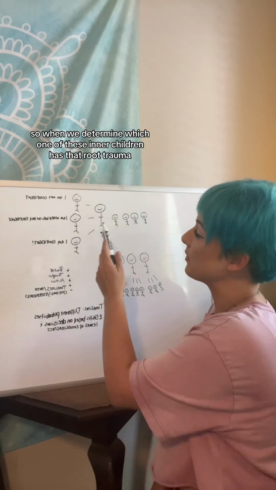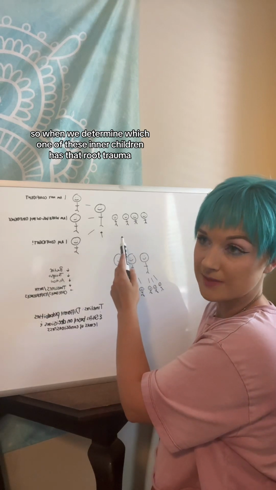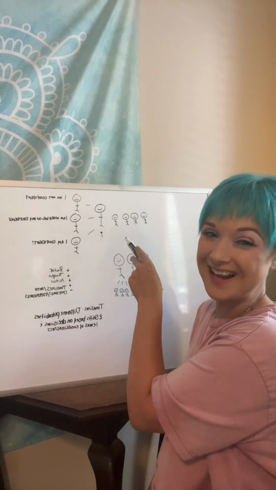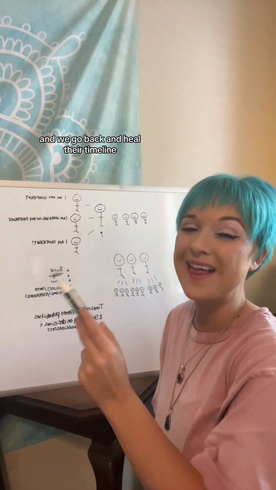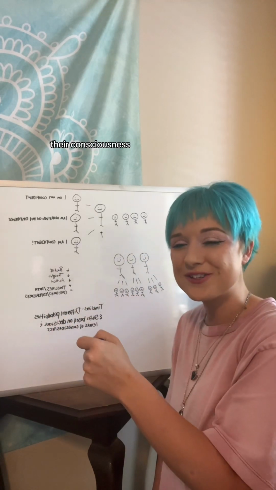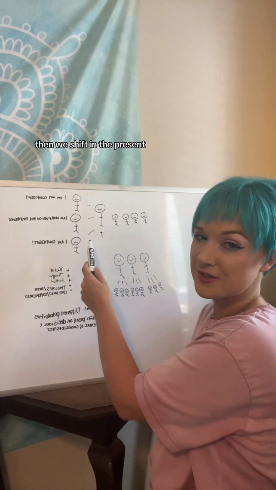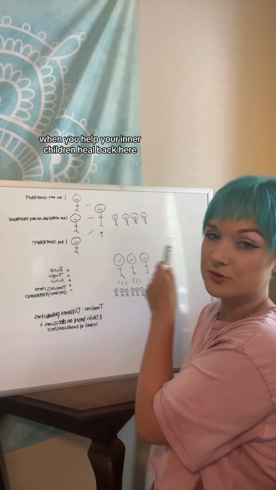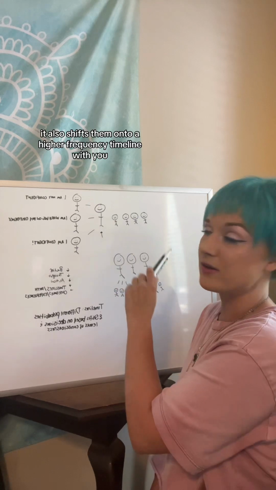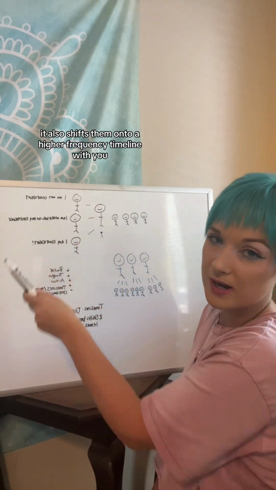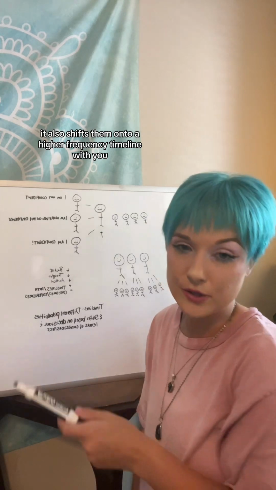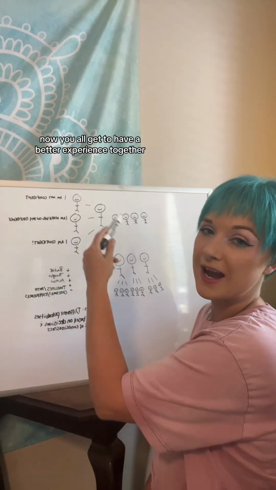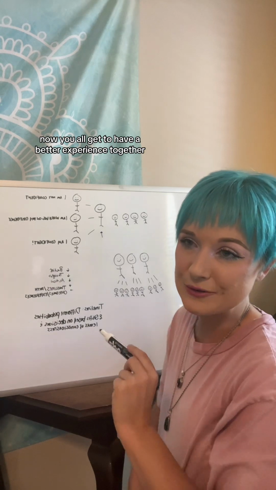So when we determine which one of these inner children has that root trauma, and we go back and heal their timeline, their consciousness, then we shift in the present, and then we have a different future. When you help your inner children heal back here, it also shifts them onto a higher frequency timeline with you. Now you all get to have a better experience together.